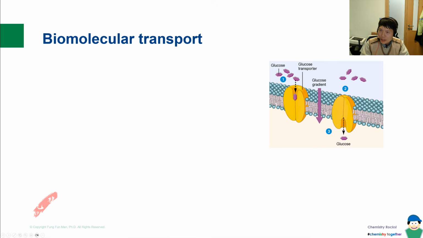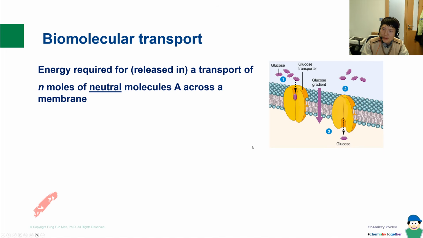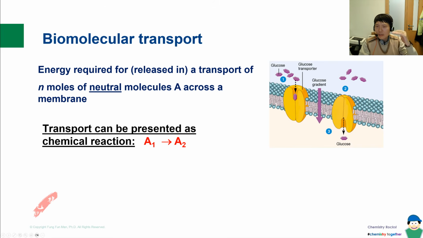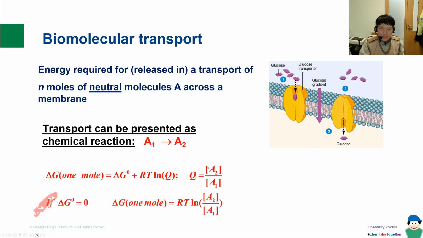So let me use another figure to simulate, with glucose from outside trying to go inside the system. Energy will be released in the transport of n moles of neutral molecules A across the membrane, so A in part 1 becomes A in part 2, a different area. So the reaction quotient will be the ratio of the concentration of A in part 2 to A in part 1.